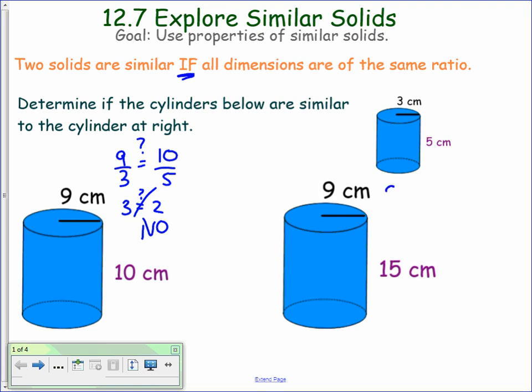Over here, we have 9 over 3. Is that equal to 15 over 5? Again, the other way to check these is to cross multiply. And we get 45. 9 by 5 is 45. 45 equals 45. Yes, these are similar.